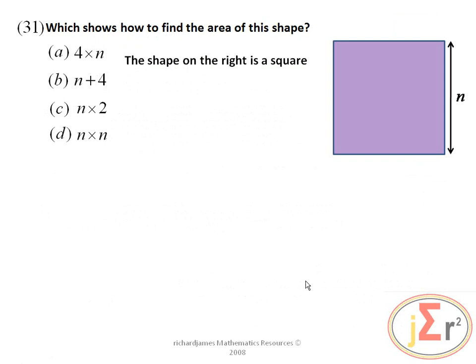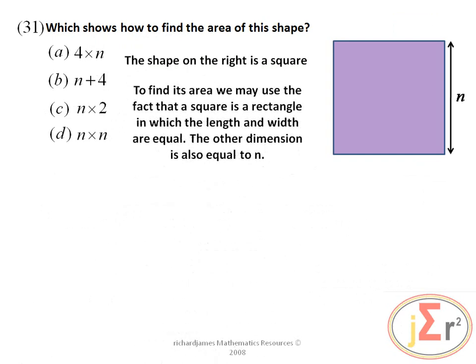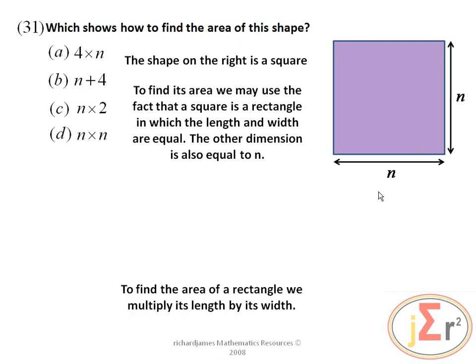Next, we show how to find the area of this shape. The shape on the right is a square. To find its area, we may use the fact that a square is a rectangle in which the length and width are equal. The other dimension is also equal to n, so the length and the width are equal, so we are sure that this is also n.